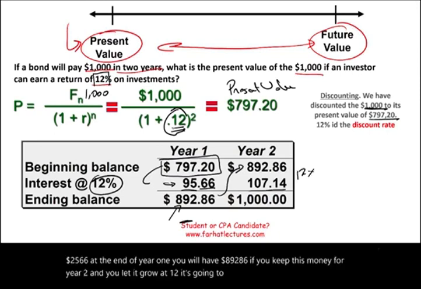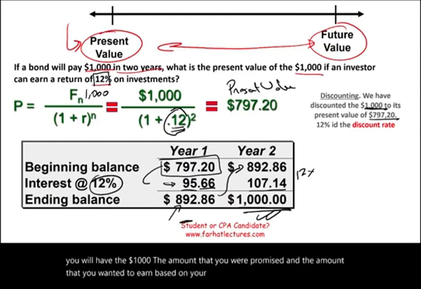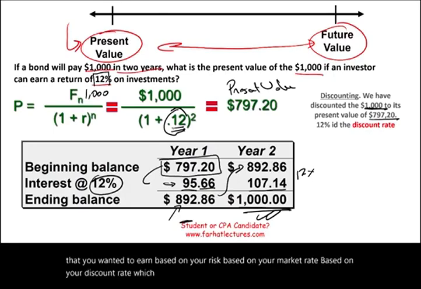you $107.14, and in 2 years you will have the $1,000, the amount that you were promised and the amount that you wanted to earn based on your risk, based on your market rate, based on your discount rate, which happens to be 12%.